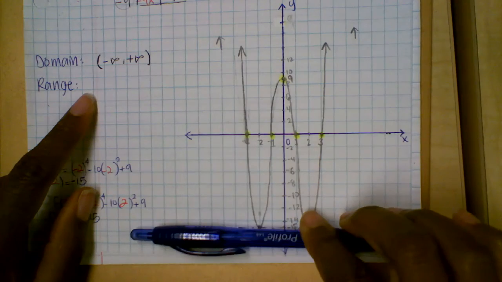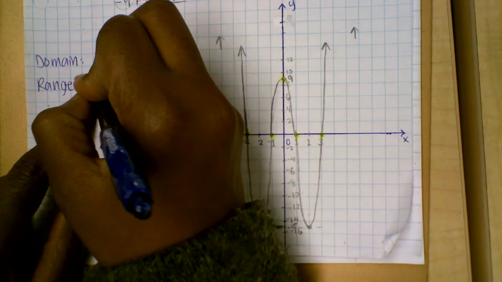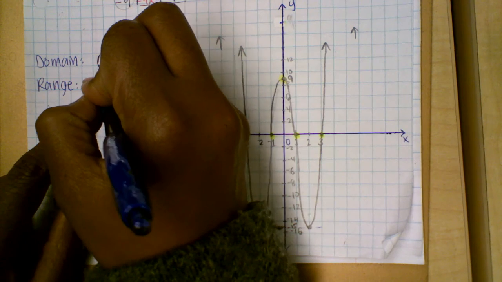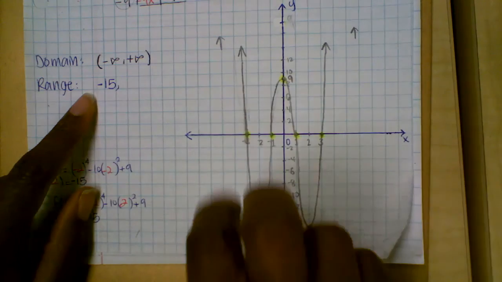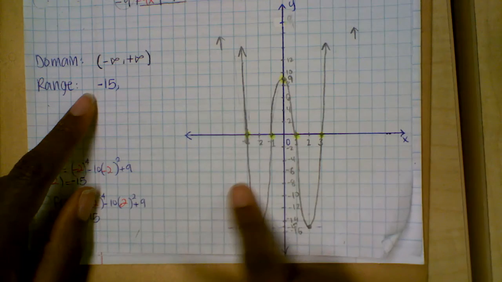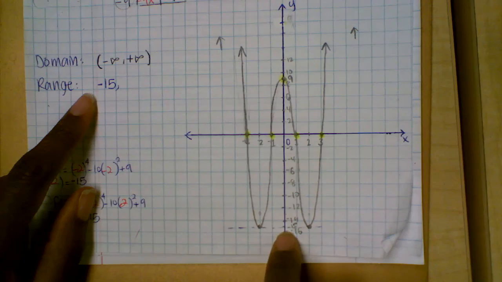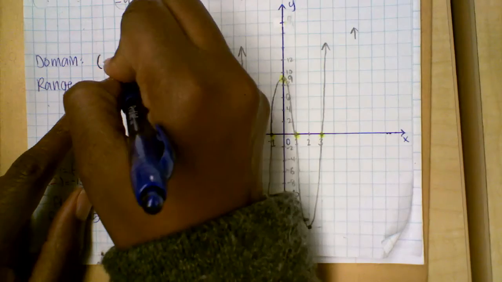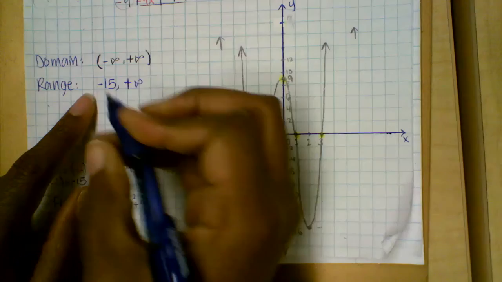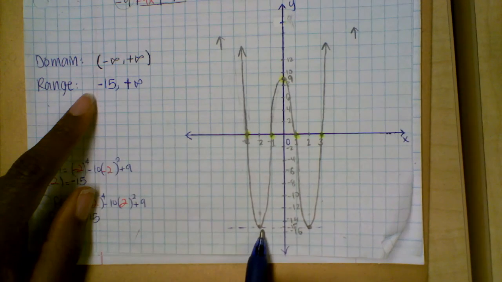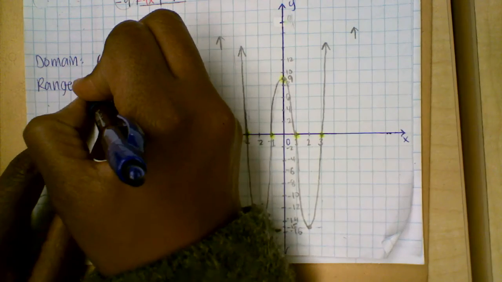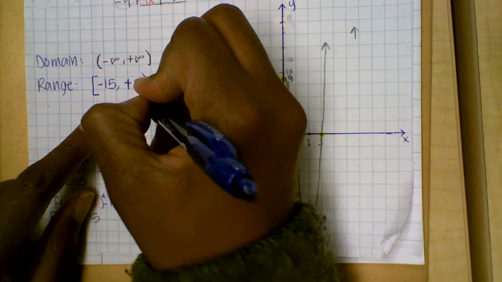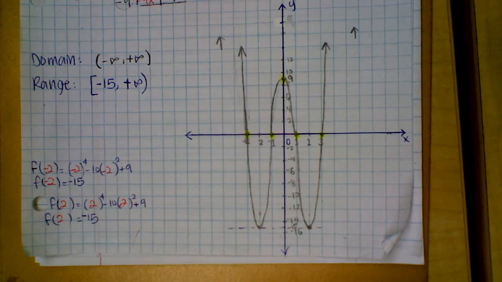You always say from the lowest to the highest number when you write in interval notation. So you start with negative 15, and both arrows are pointing up. It means the polynomial can have, from negative 15, any y values going up, so it should be positive infinity. Because the y value can be negative 15, I'm going to use a bracket for negative 15, and a parenthesis for positive infinity. Okay, and that's it.